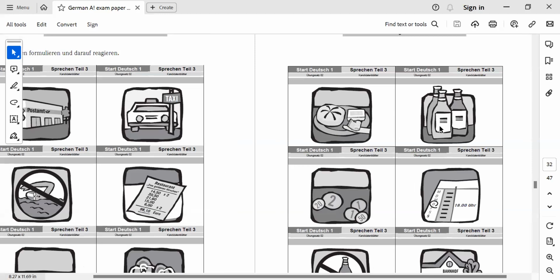Then this is like a bottle of water or bottle of milk. Then this is Flasche. Okay, suppose you haven't understood this, you can say, ich habe das nicht verstanden. Können Sie bitte andere Karte geben? So, could you please give me another card? So, they will definitely give you.